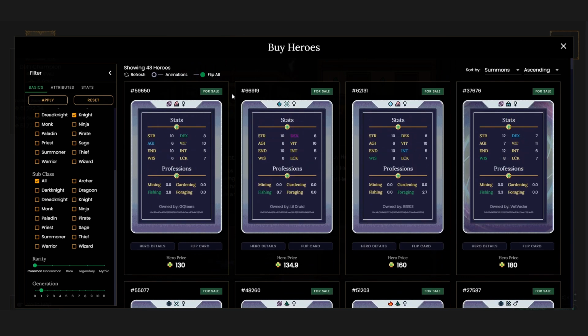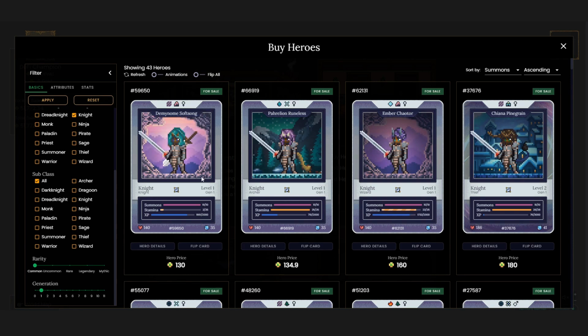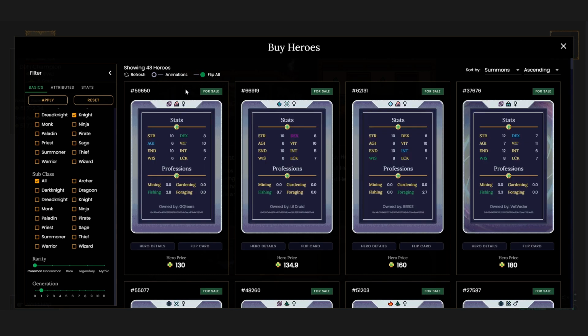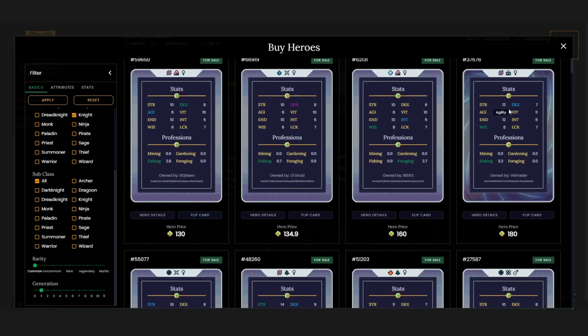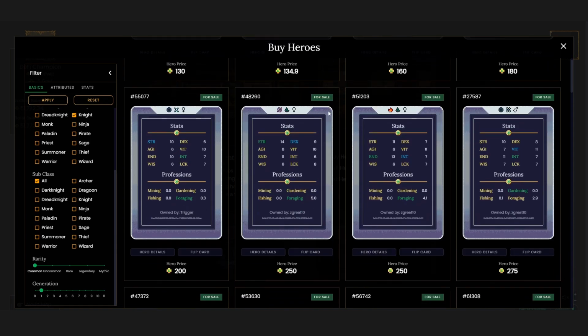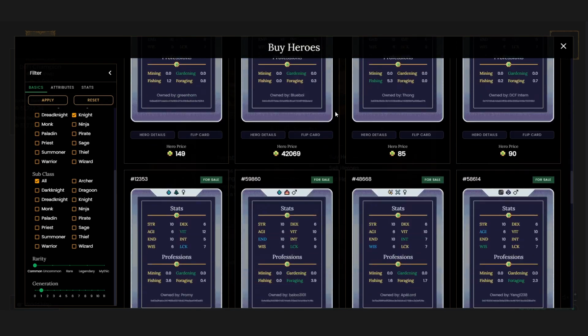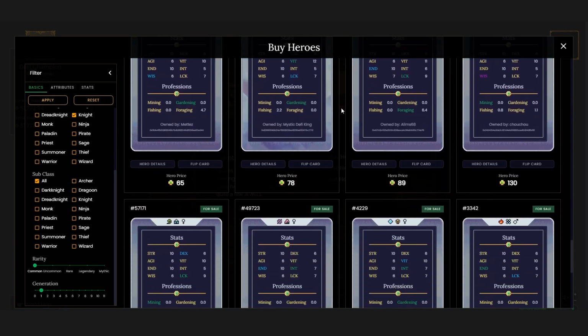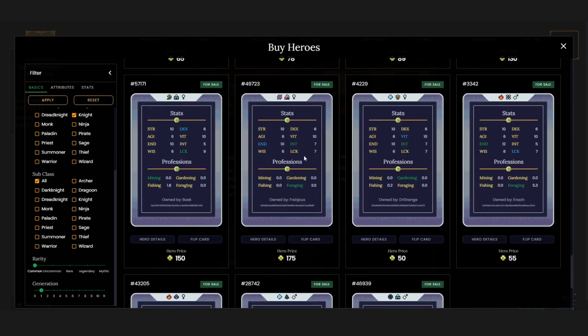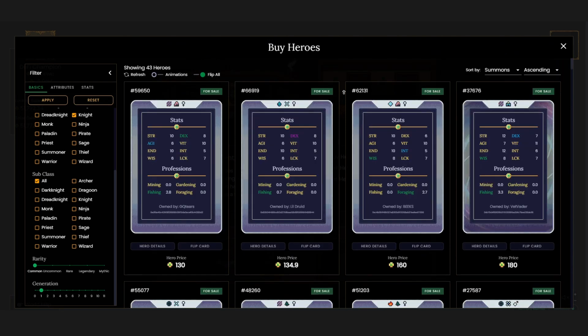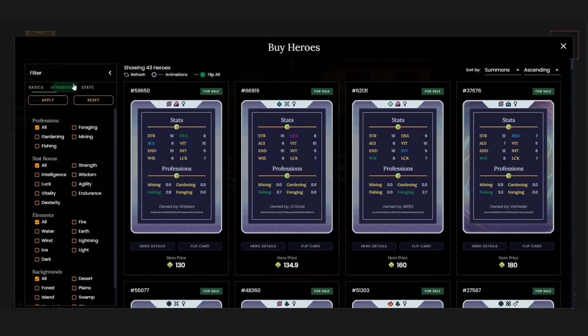Next, let's consider the combat value of these heroes. As you may know, knights are the tanks of the game. So the relevant stats for knights are strength, vitality, and endurance. And as you can see here, most of these cheaper heroes tend to not have the stat boost gene in strength, vitality, and endurance. If we scroll down where the knights are priced higher, we will probably find more examples of those three stats being boosted. All right, so let me filter that down.